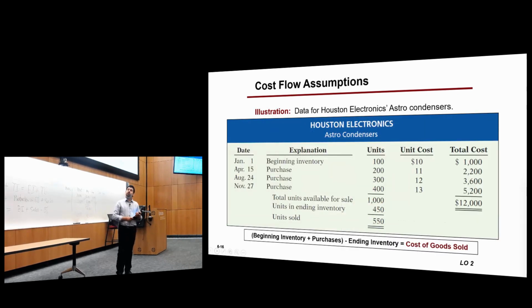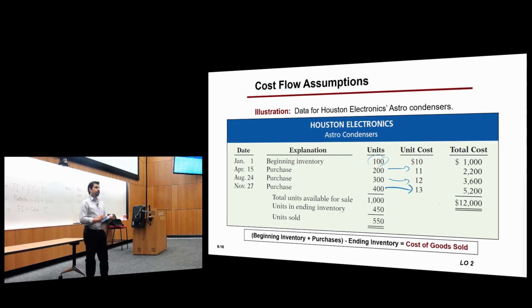Okay, so this is the information that we will be using to illustrate the three methods: FIFO, LIFO, and average cost. Here the company had 100 units at the beginning of the year, purchased at $10. And then they purchased 200 units for $11, 300 for $12, and 400 for $13. Okay?